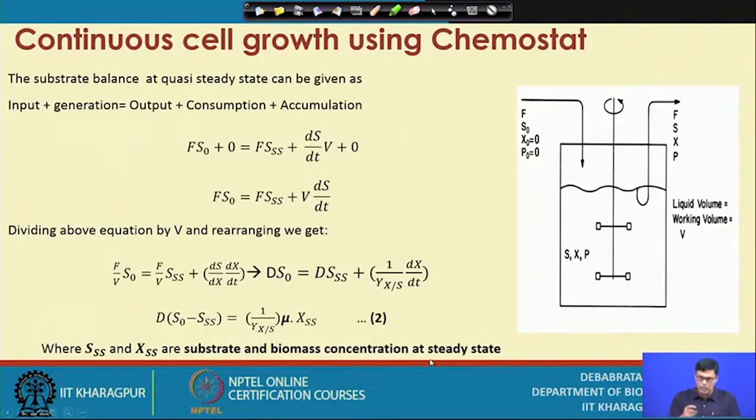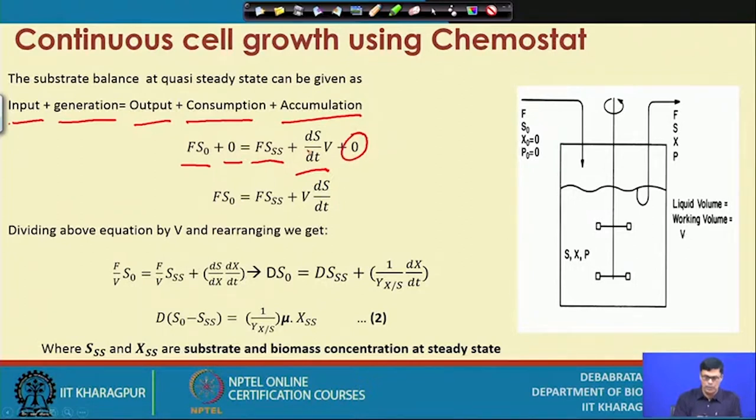Now, previously it was cell mass balance. Now, if you do the substrate balance, then again we can write rate of substrate input plus rate of substrate generation, minus rate of substrate output, consumption and accumulation. So we can write F into S0, substrate generation means substrate cannot be generated in the reactor, so this we can assume to be 0. This is the substrate output, this is the degradation of the substrate, and under steady state condition this will be equal to 0. So we can write F into (S0 minus SS) equal to V into DS.